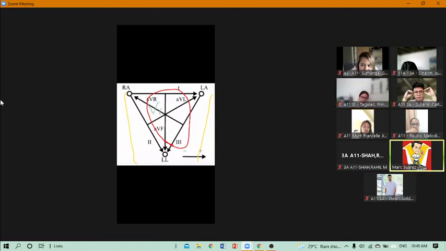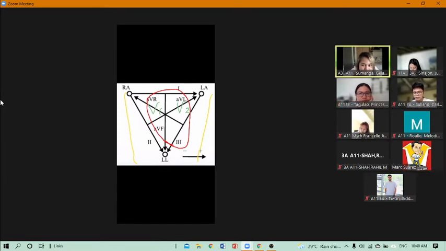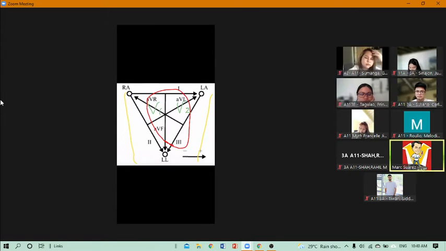So V1, V2. Again, how about V4? Where do we place V4? The fifth intercostal space, left midclavicular line. So fifth intercostal space, midclavicular line.